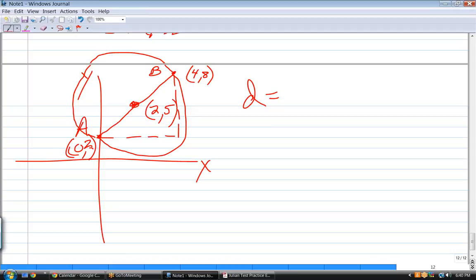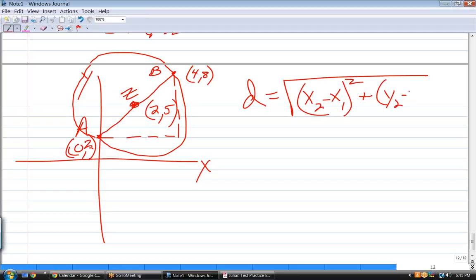So we know that the hypotenuse is equal to the square root of the sums of the x squared plus y squared, right? That's what the Pythagorean theorem says. Well, in this case, it's not x, it's the difference of the x coordinates. So it's x2 minus x1 squared plus y2 minus y1 squared. Okay. So that's the distance formula.